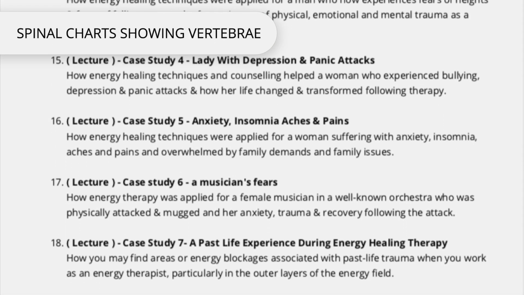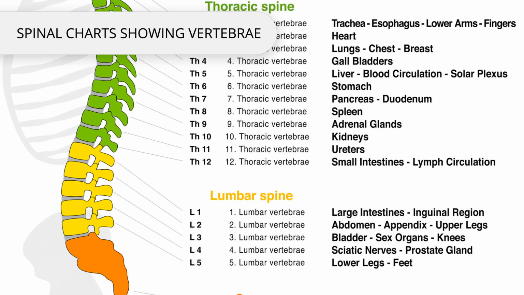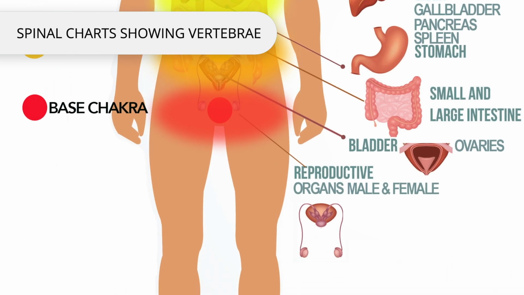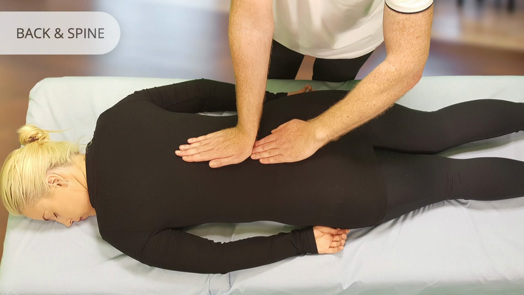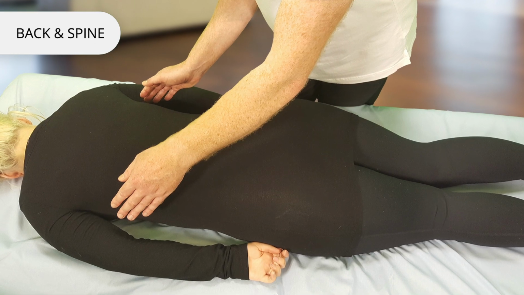We show you a spinal chart and the nerves that exit from between the vertebrae, supplying organs and glands that may be trapped or damaged due to accident or injury, plus the recommended energy healing flows you can apply to help heal the back and spine.